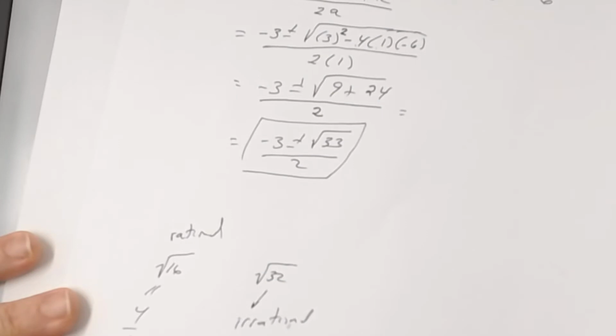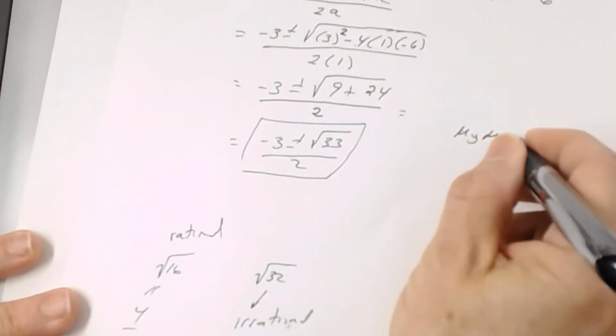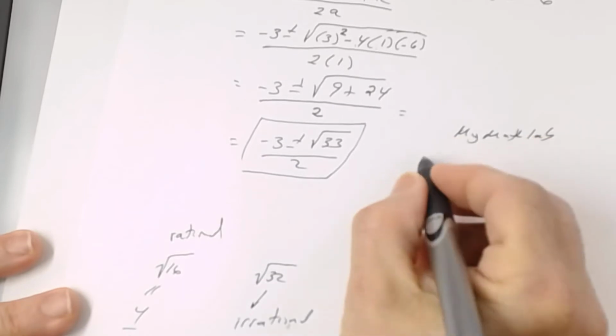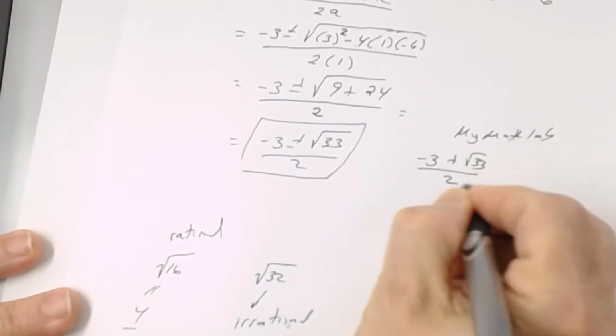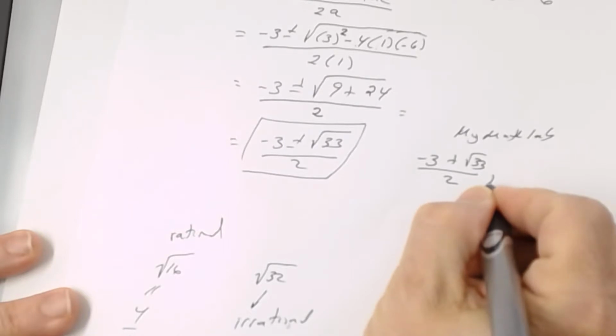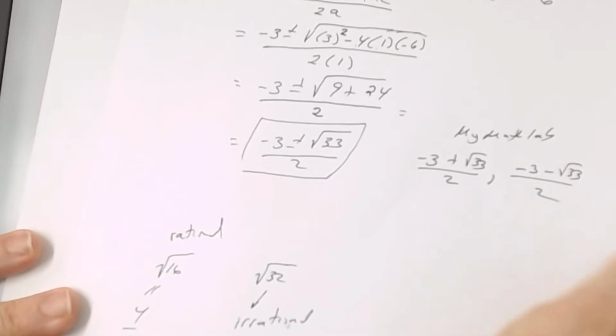That's fine. On my math lab, they're going to ask you to separate them using commas. So in my math lab, you're going to say this: negative 3 plus the square root of 33 all over 2, comma, negative 3 minus the square root of 33 all over 2. Okay?